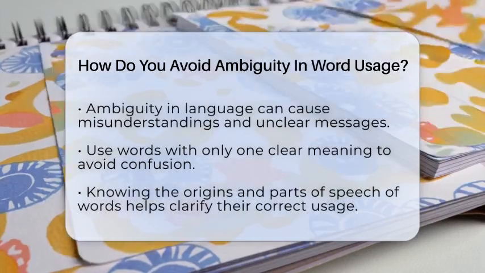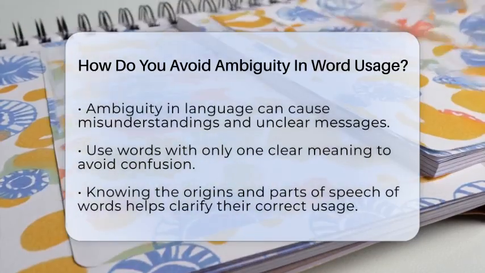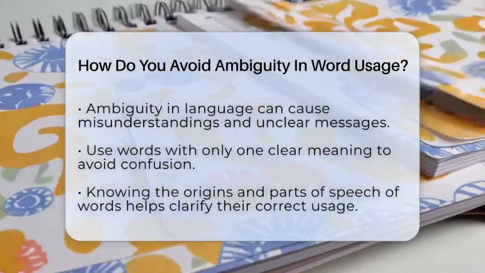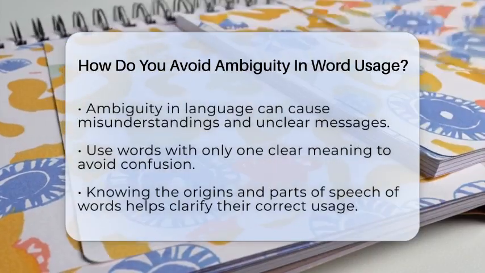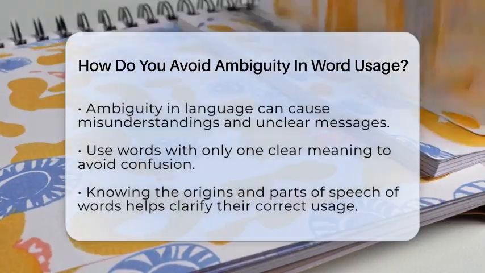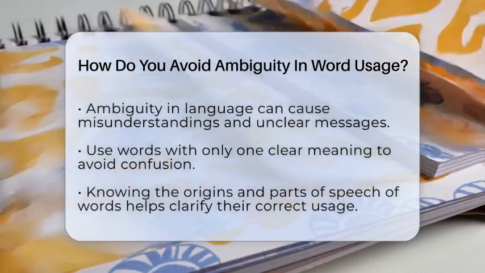First, pick words that have only one clear meaning. Some words have many meanings, so knowing their origins and parts of speech helps. For example, the word bank can mean a financial institution or the side of a river. Use it carefully depending on what you want to say. If you're talking about money, say financial bank. If you mean the river edge, say riverbank.